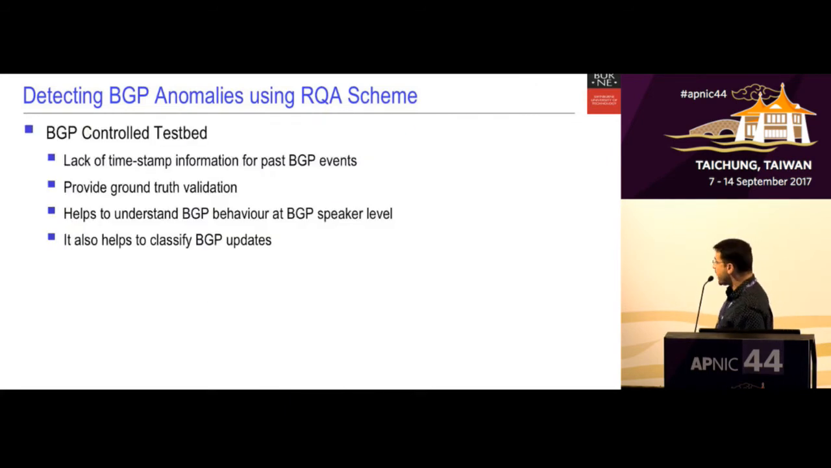So now, based on the past well-known BGP events, there is a lack of ground truth information of the timestamp. For example, what is the nearest time in seconds for a BGP event that has started before? And we need a control test bed so we can evaluate our result.